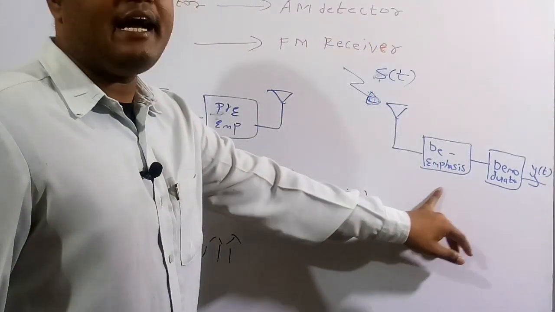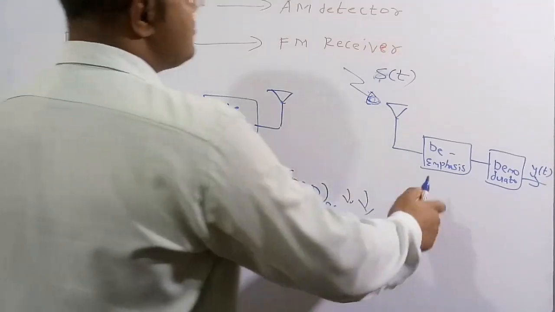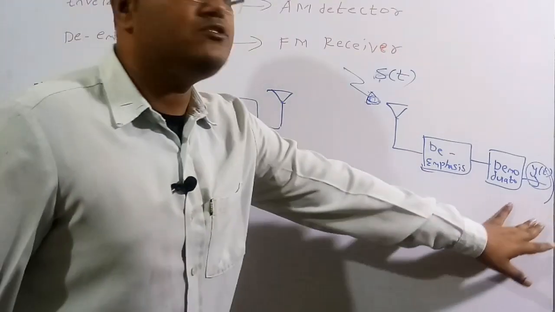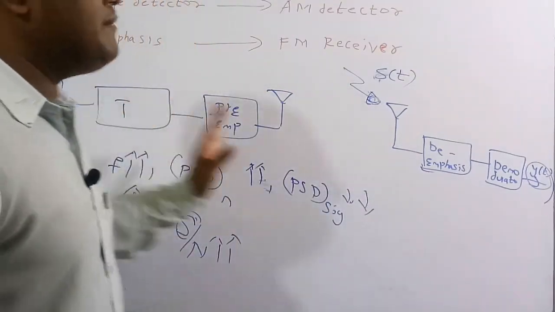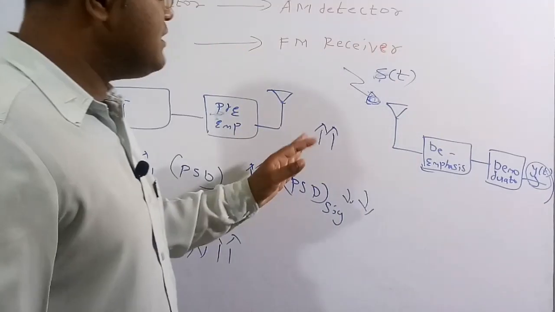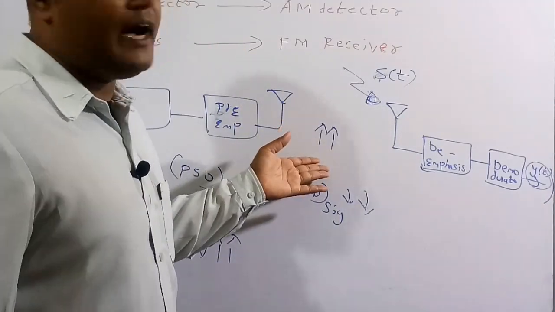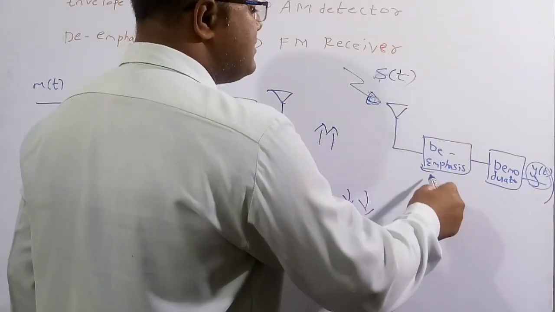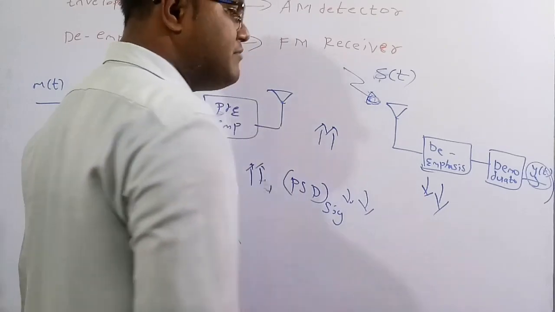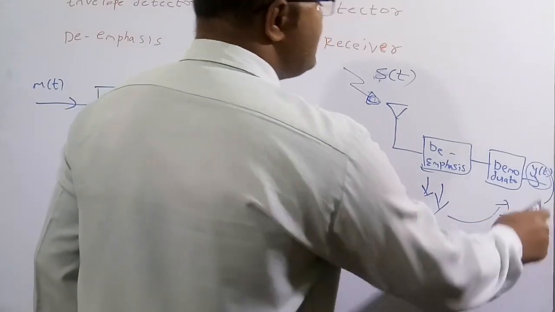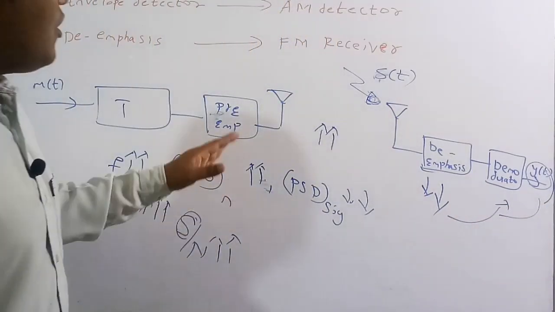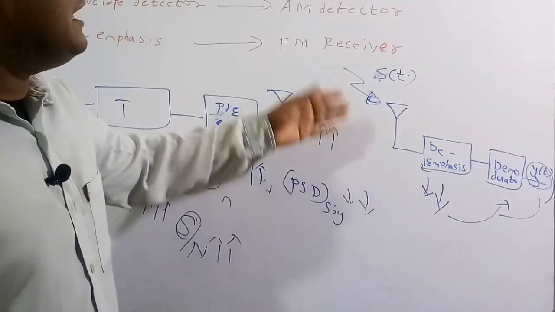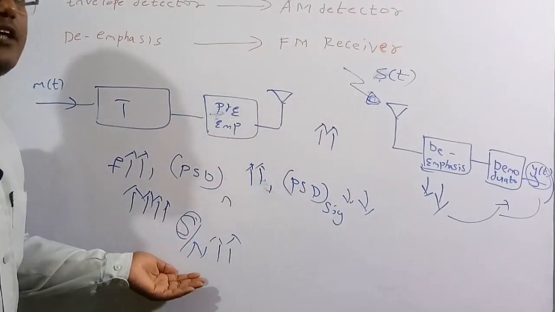Similarly, at the receiver side we have to do the reverse process in order to get the pure message signal. At the transmitter we gave extra amplitude to the message signal at higher frequencies, so at the receiver we decrease those amplitudes at higher frequencies, and then pass the signal through the demodulator to get the message signal. We use the pre-emphasis and de-emphasis circuits in FM in order to make the signal to noise ratio higher.